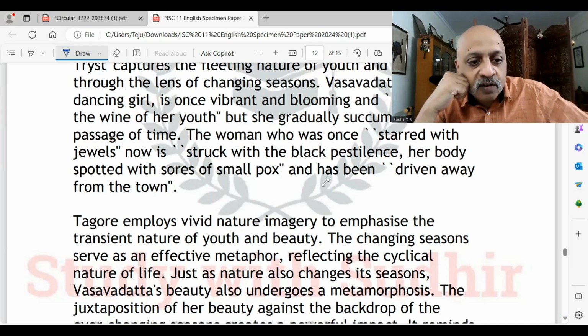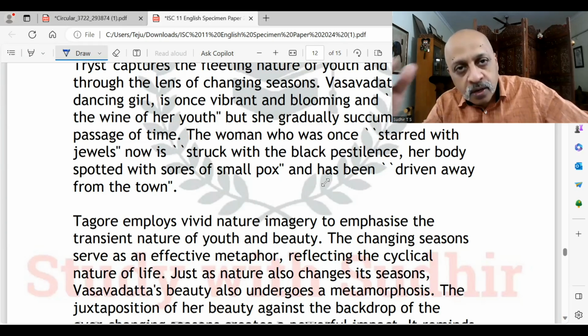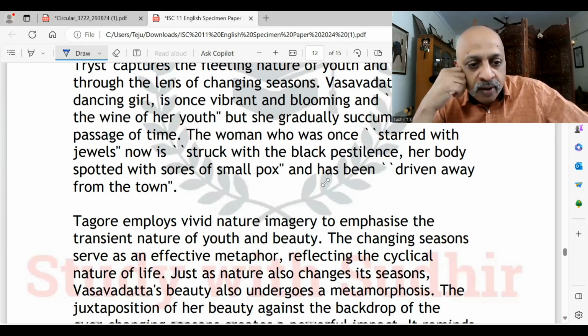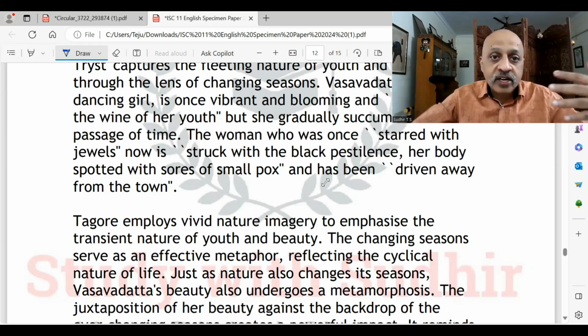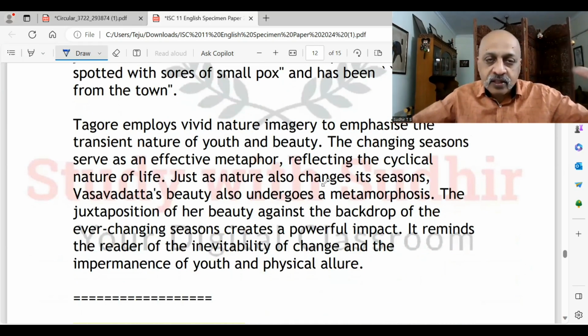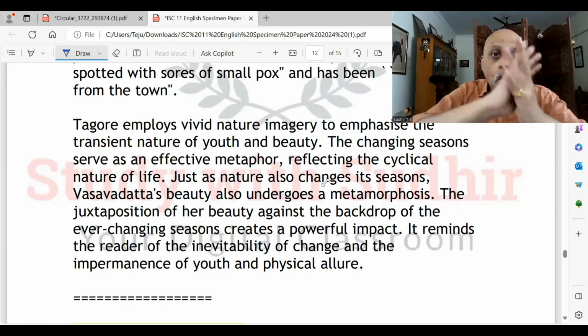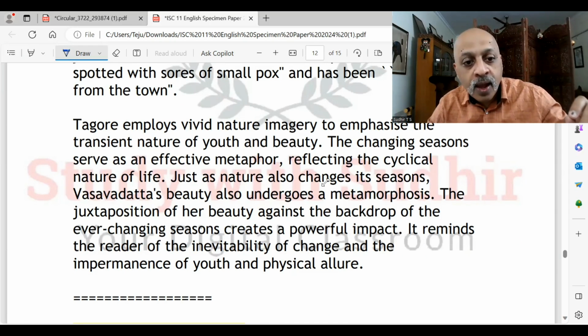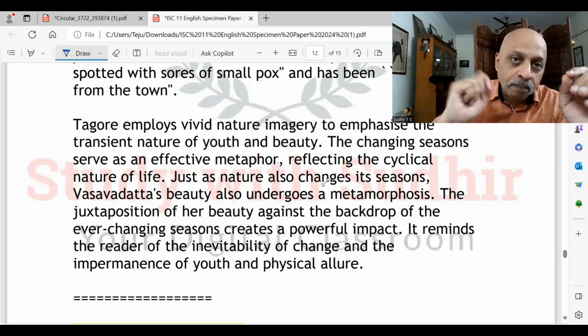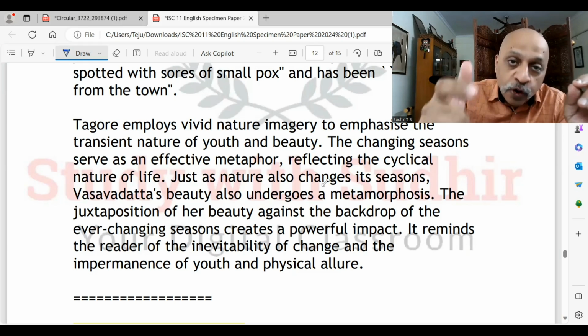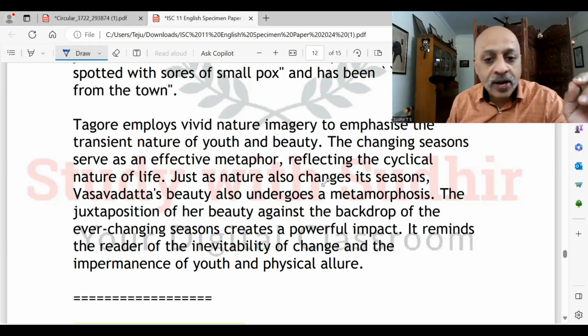The changing seasons serve as an effective metaphor reflecting the cyclical nature of life, just as nature also changes its season, summer to monsoon to autumn to winter to spring, right? Vasadatta's beauty also undergoes a metamorphosis, a deep change. The juxtaposition of her beauty, the contrast between her beauty against the changing season, is what creates an impact. That's the kind of style of poetry that Rabindranath Tagore has used.